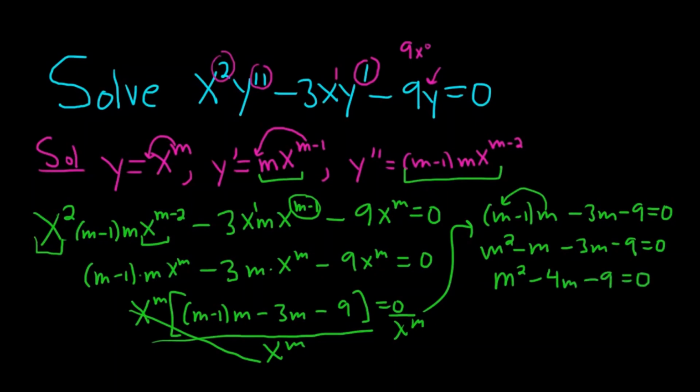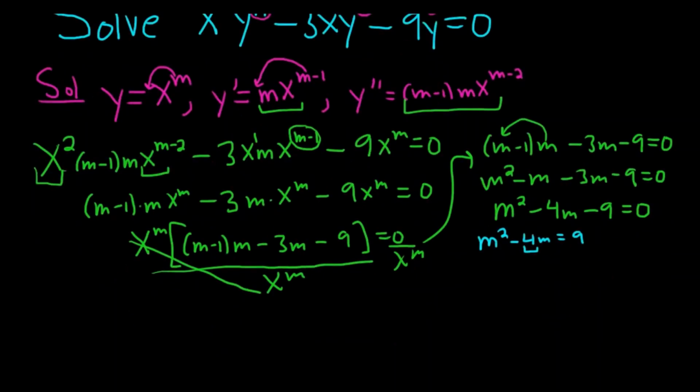So now we have a quadratic equation that we have to solve. I guess we could use the quadratic formula. Let's complete the square. That might be easier. So to complete the square, first maybe we can add the 9 to the right-hand side. So we have m squared minus 4m equals 9. Then what you do is you take the coefficient of m, divide it by 2, and square it, right? So negative 4 over 2 is negative 2. Negative 2 squared is 4. So you add 4 to both sides. So again, negative 4 over 2 is negative 2. And when you square that, you get 4. So we'll add 4 to both sides.